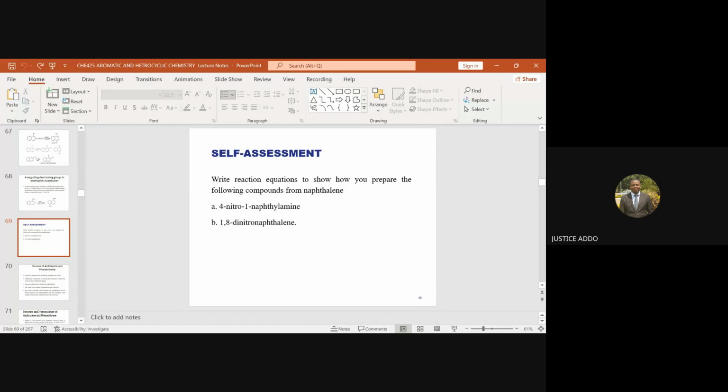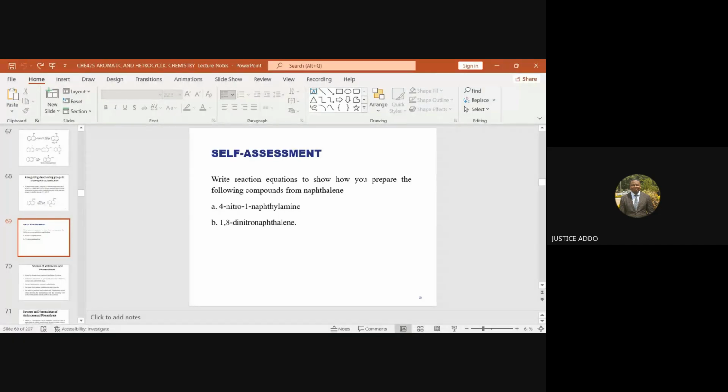HNO3/H2SO4. And when we do this nitration, the incoming nitro group will go to what? The 4th position. That's para to the NH2. And that is the final product. The name has been given as what? 4-nitro-1-naphthylamine. So we'll write that one.